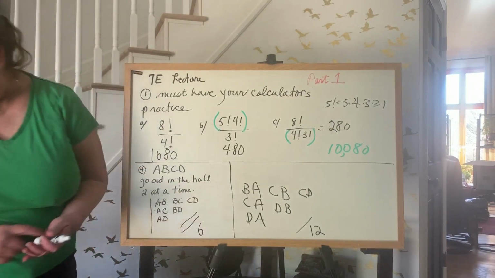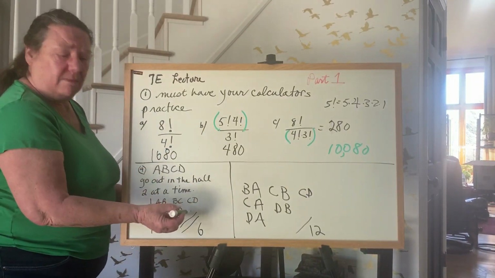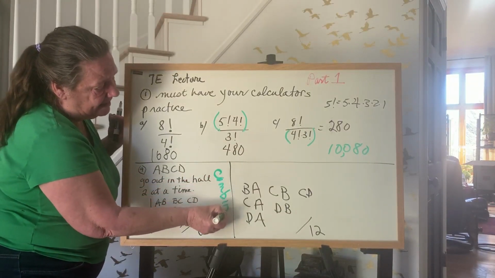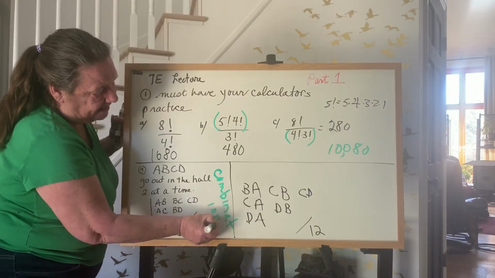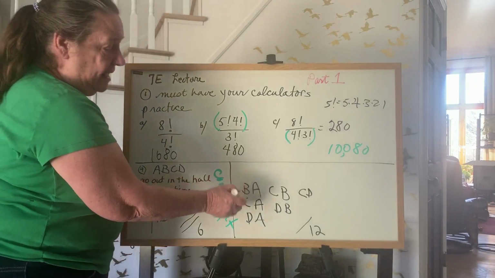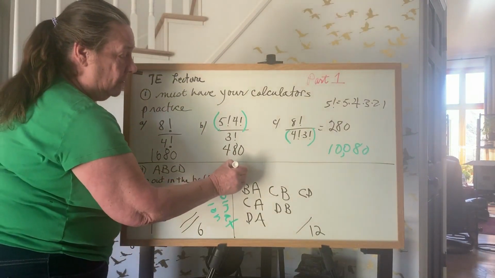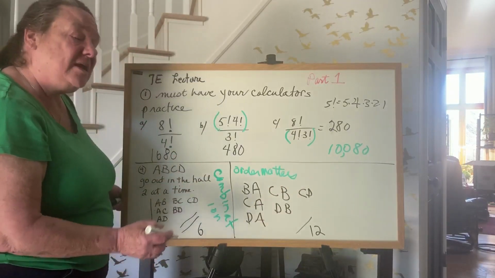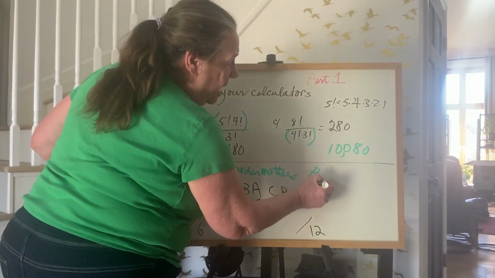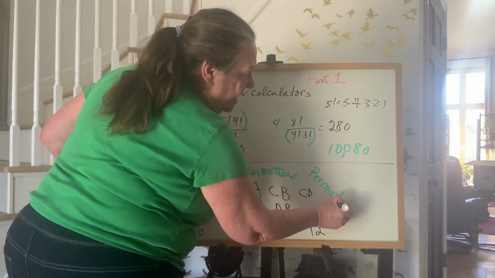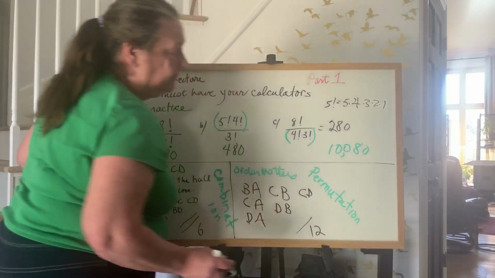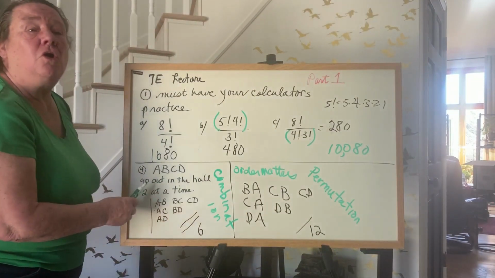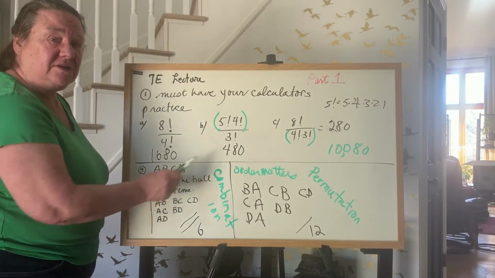Okay? This problem, where we don't care about the order, is called a combination. C-O-M-B-I-N-A-T-I-O-N. Combination. This, where we do care about the order, order matters, is called a permutation. P-E-R-M-U-T-A-T-I-O-N. Permutation. Permutation, order matters. Combination, order doesn't matter. Very important to note that.